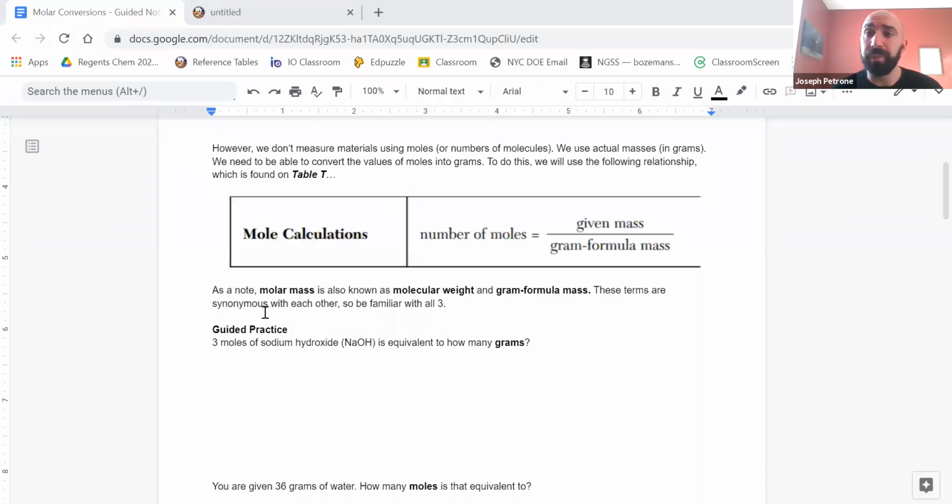We're going to see how this becomes more useful when we start looking at chemical reactions and how they balance. But to start, we're going to just basically look at this relationship, which is found on Table T. So on the last page of your reference tables, you know what, I'll flip to it just so you can see.